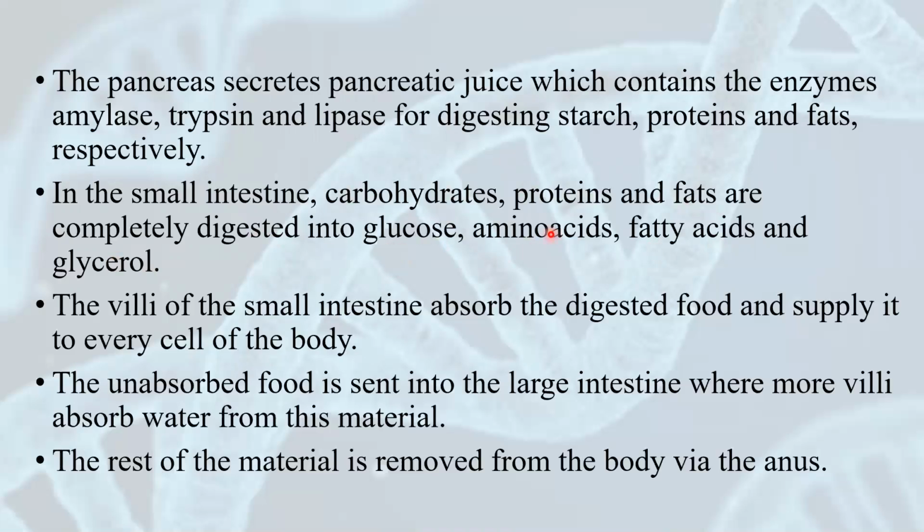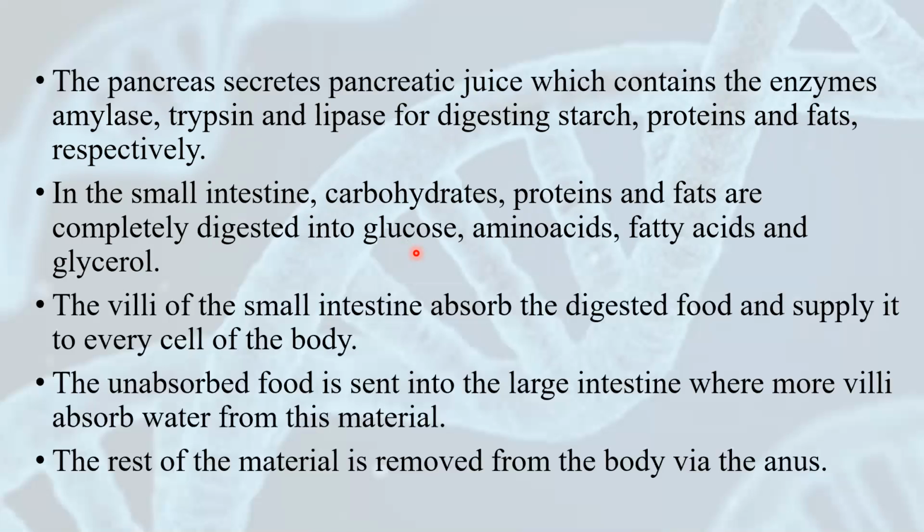What are this glucose, amino acid, fatty acid and glycerol? They are the monomers of these complex substances. Carbohydrates, proteins and fats are actually polymers. That means they are made up of many molecules. And glucose, amino acids, fatty acids and glycerol are the monomers. Now here the digestion is completed and monomers have been formed. That means very small and simple substances have been formed.